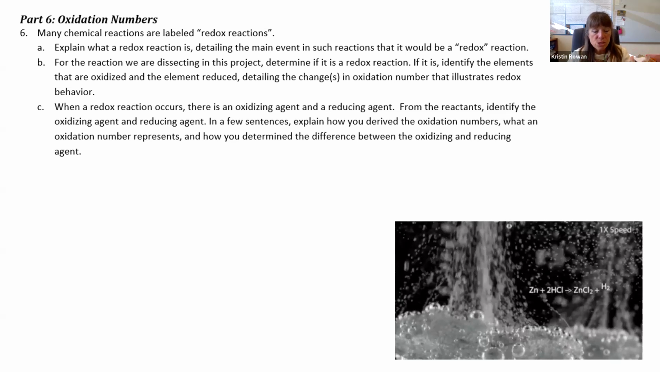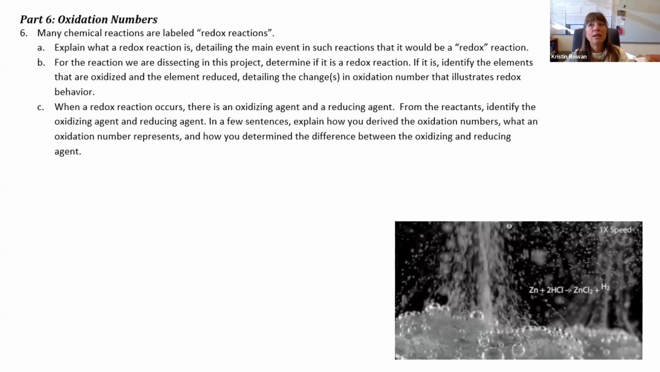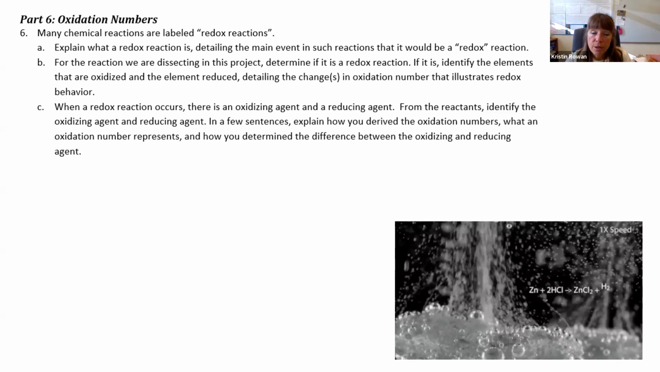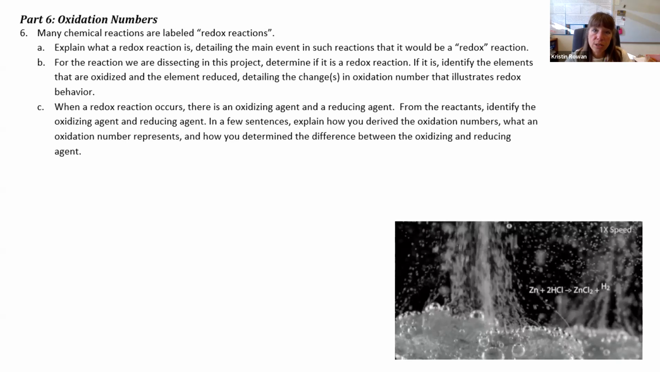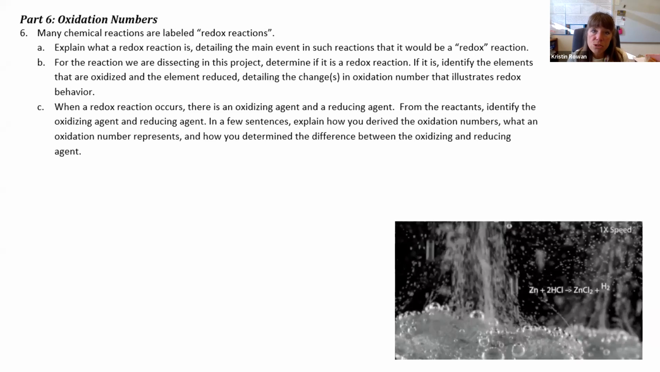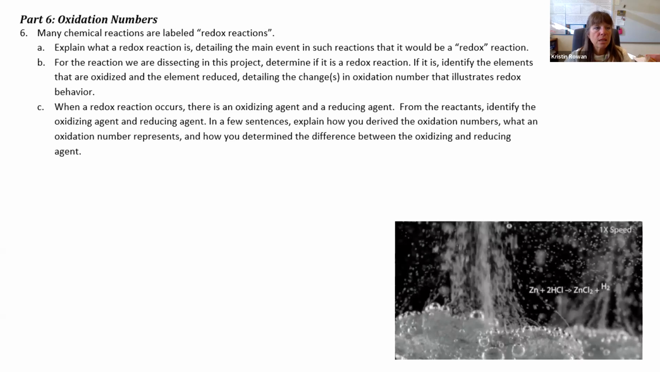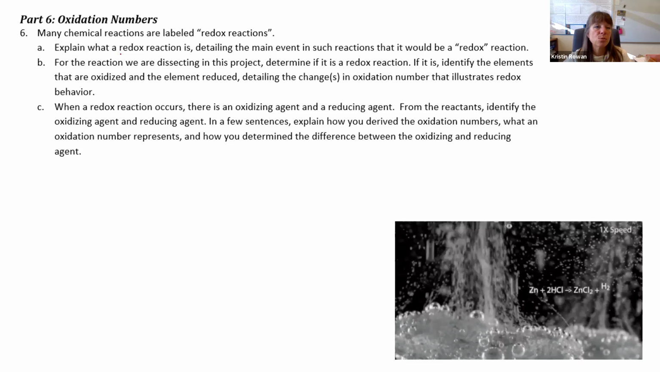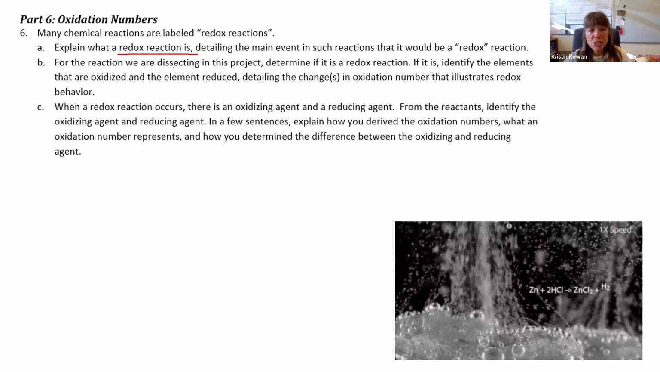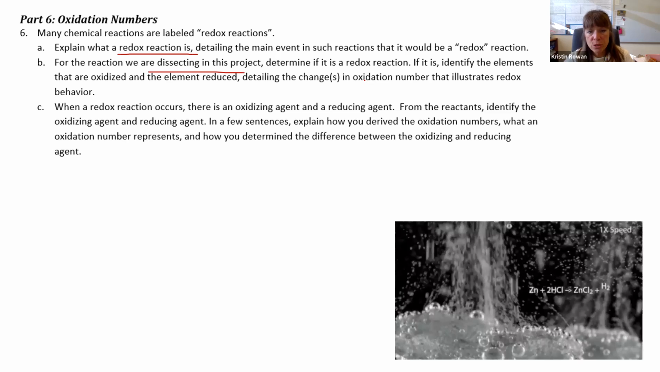But if you have a situation where there is a give and take because of what was called the activity series, yes, you guys just did the lab. There's a lab in this class that is called chemical reactions, and you have the aluminum metal and you put the different things on there. And sometimes you see a reaction if aluminum is more active than what was in the solution. That's what you're seeing here. So explain what a redox reaction is. We just said that. For the reaction that we're dissecting in this project, determine if it's redox.